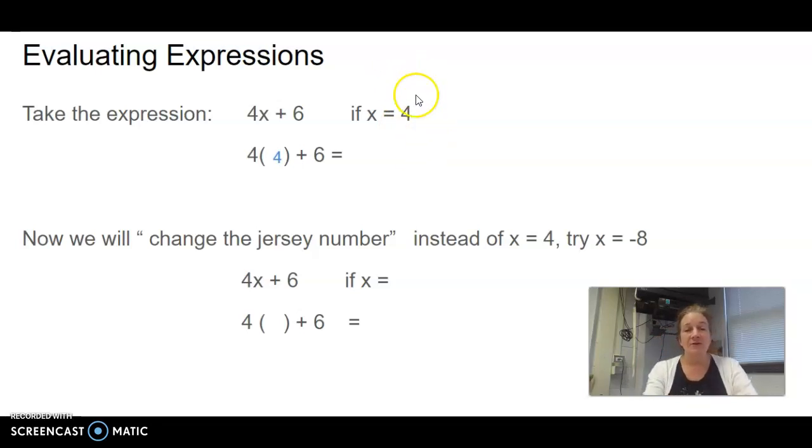Okay? If I go to Desmos and check this out, 4 times 4 is 16. 16 plus 6 is 22. Okay? I'm not asking you to do the math yet. I'm just asking you to understand the process.